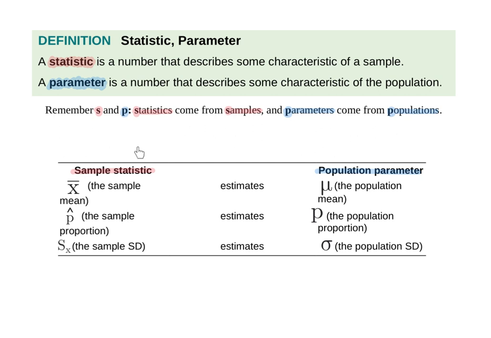One other way to think about it is here we've got x bar, which is the sample mean that estimates this mu, or the population mean. And then p hat is the sample proportion, and that estimates p, or the population proportion. And s sub x is the sample standard deviation, and that estimates our sigma, or the population standard deviation.